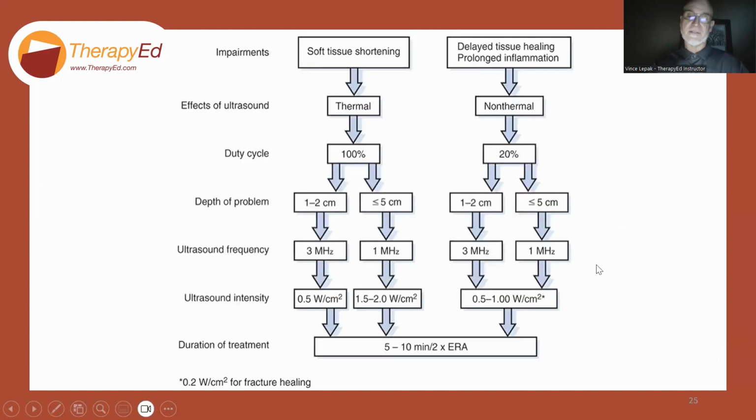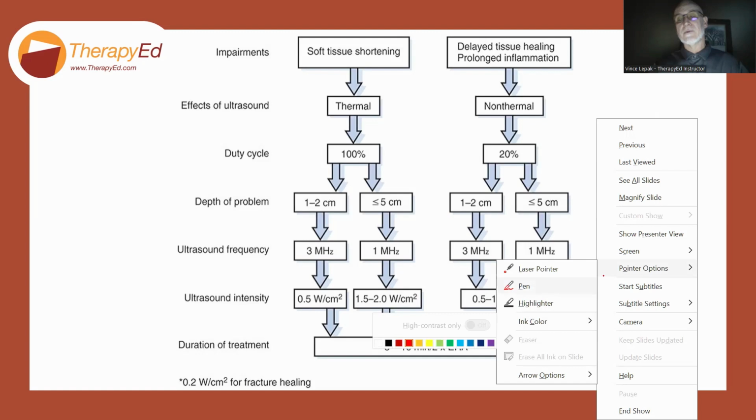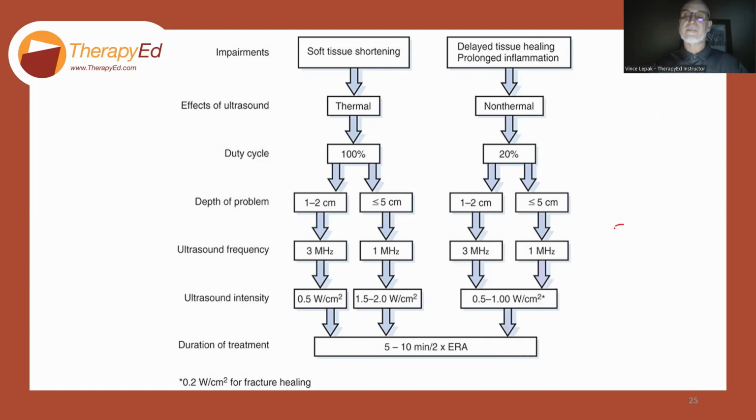So a couple things. What that means is, a couple examples. Look, if you have a 5 squared centimeter ultrasound head, that circle represents 5 squared centimeters. Then you would be able to do another area about like that.